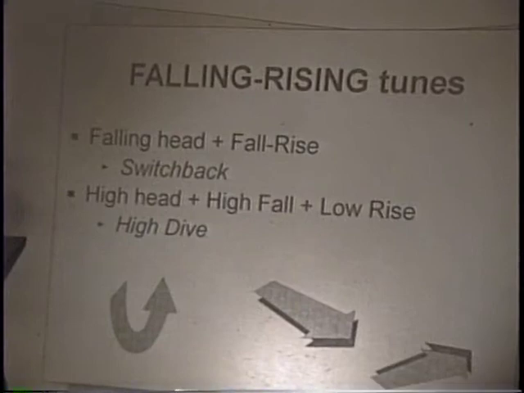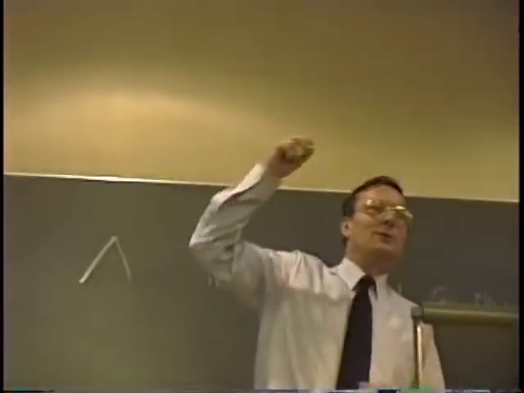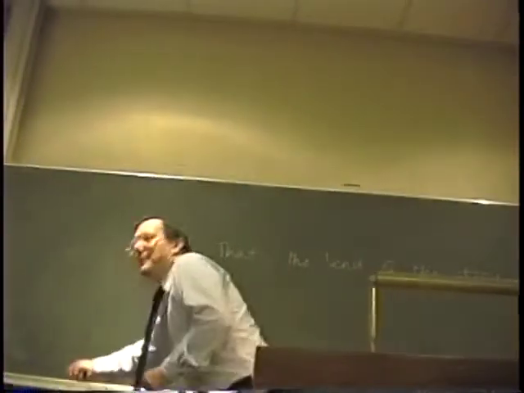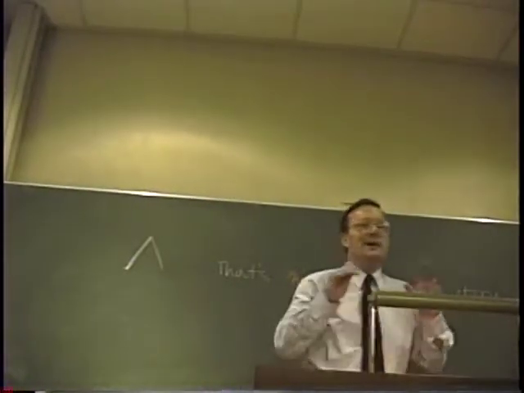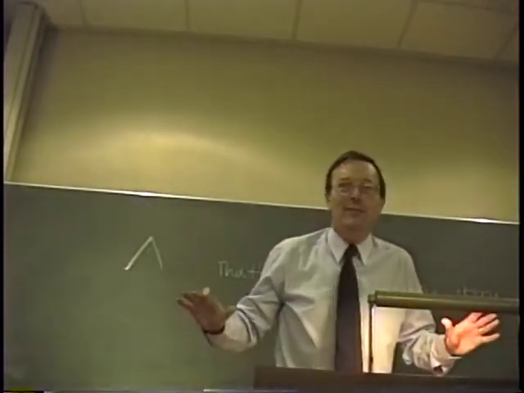Remember when we did the falling head? It gets a fall rise after it. And this combination, McCallum and Arnold call the switchback. What's a switchback? A switchback is one of those things you get on a fairground, or a luna park, as it's called in some languages, where you go round and down and then up again, and round and down and round and up, on a kind of crazy railway.